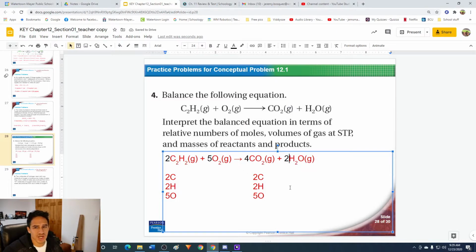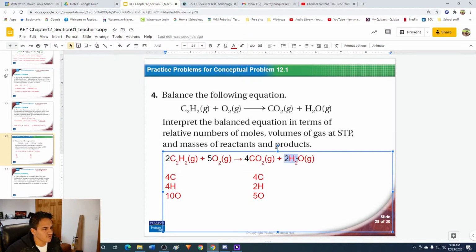Now let's recheck to see if things are still balanced. Here for carbon, we have 2 times 2. That is 4 carbons. We have 2 times 2 hydrogens, so that is 4 hydrogens. And we have 5 times 2. That is 10 oxygens. On the right-hand side, we have 4 times 1 carbons. That's 4 carbons. So those are balanced out right there.